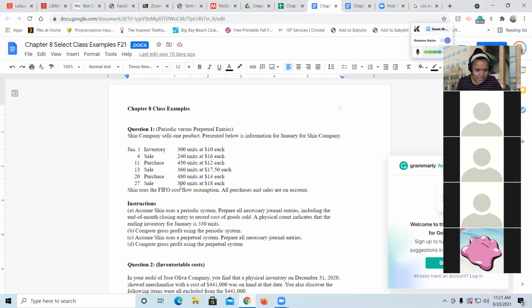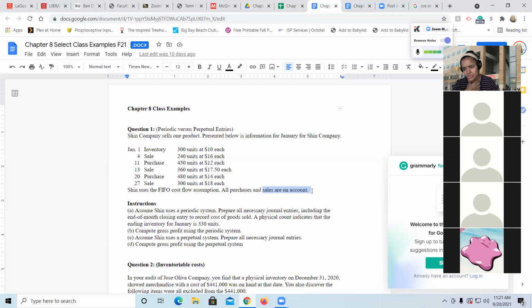So there are other purchases and sales that go through in the month of January. Then it says, Shin uses the FIFO cost flow assumption. Does anybody want to tell us what is FIFO? FIFO. It's first in, first out. Yes, thank you. So first in, first out for what? What are they referring to? Inventory. Yeah. So it's saying that the first inventory to be bought is also the first inventory to be sold, right?